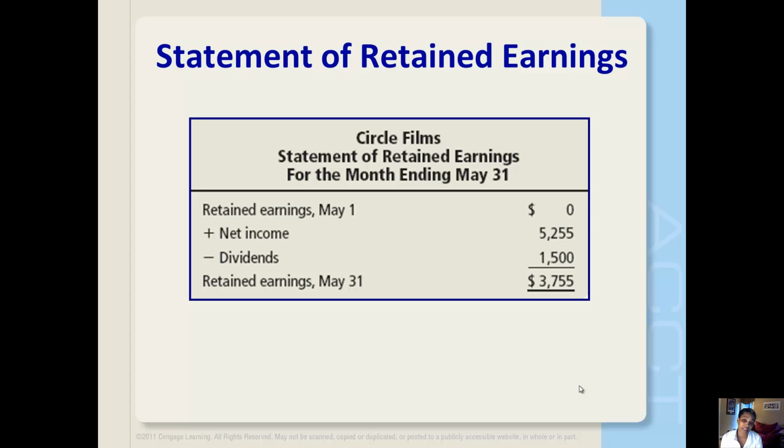Recall that the statement of retained earnings takes the beginning balance in retained earnings, which is actually zero because Circle Films is just getting started, adds net income, the $5,255, and subtracts dividends, which was $1,500, and that yields the current balance in retained earnings, which is $3,755. So Circle Films' May 31st adjusted trial balance shows no balance in beginning retained earnings and a $1,500 balance in dividends. Therefore, Circle Films' statement of retained earnings for the month of May would appear as provided on this slide.